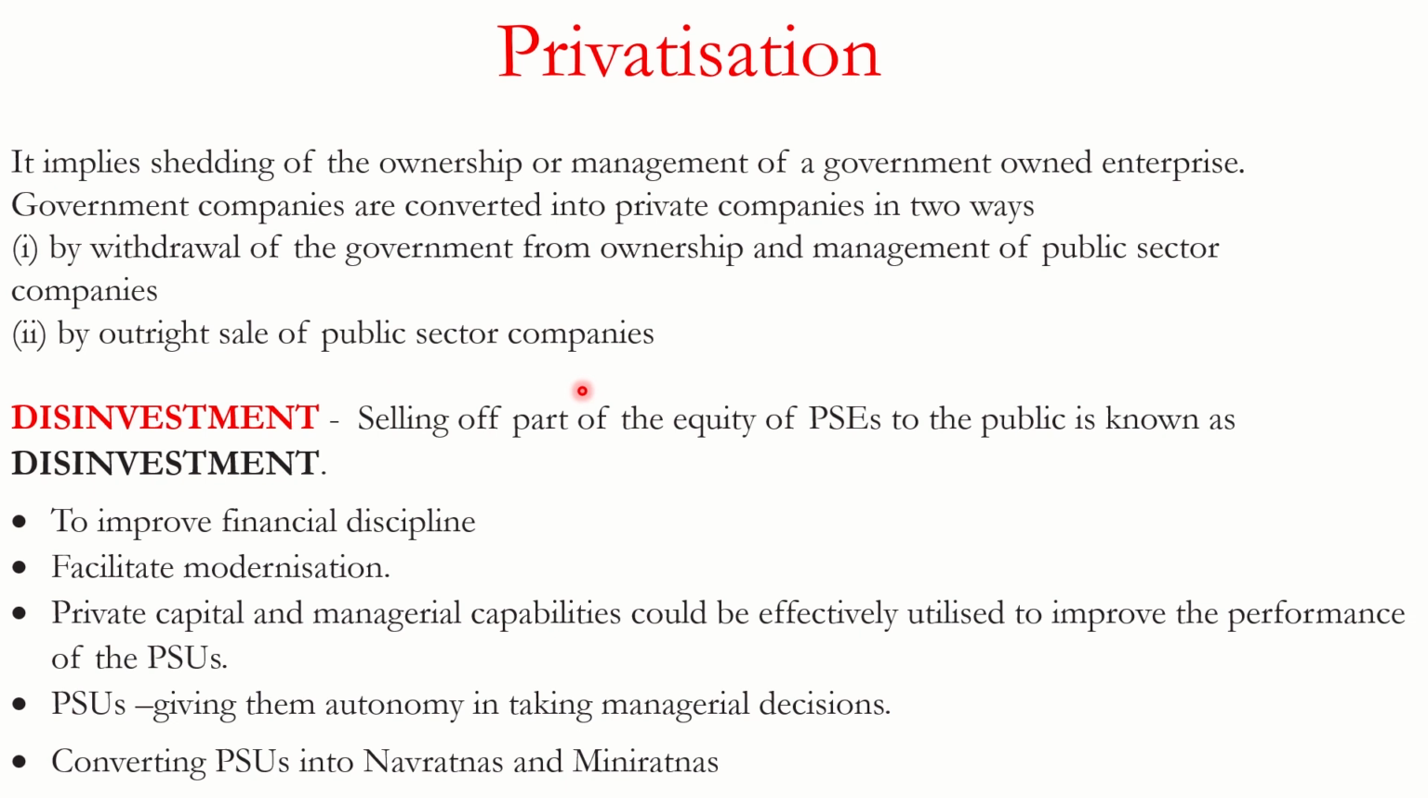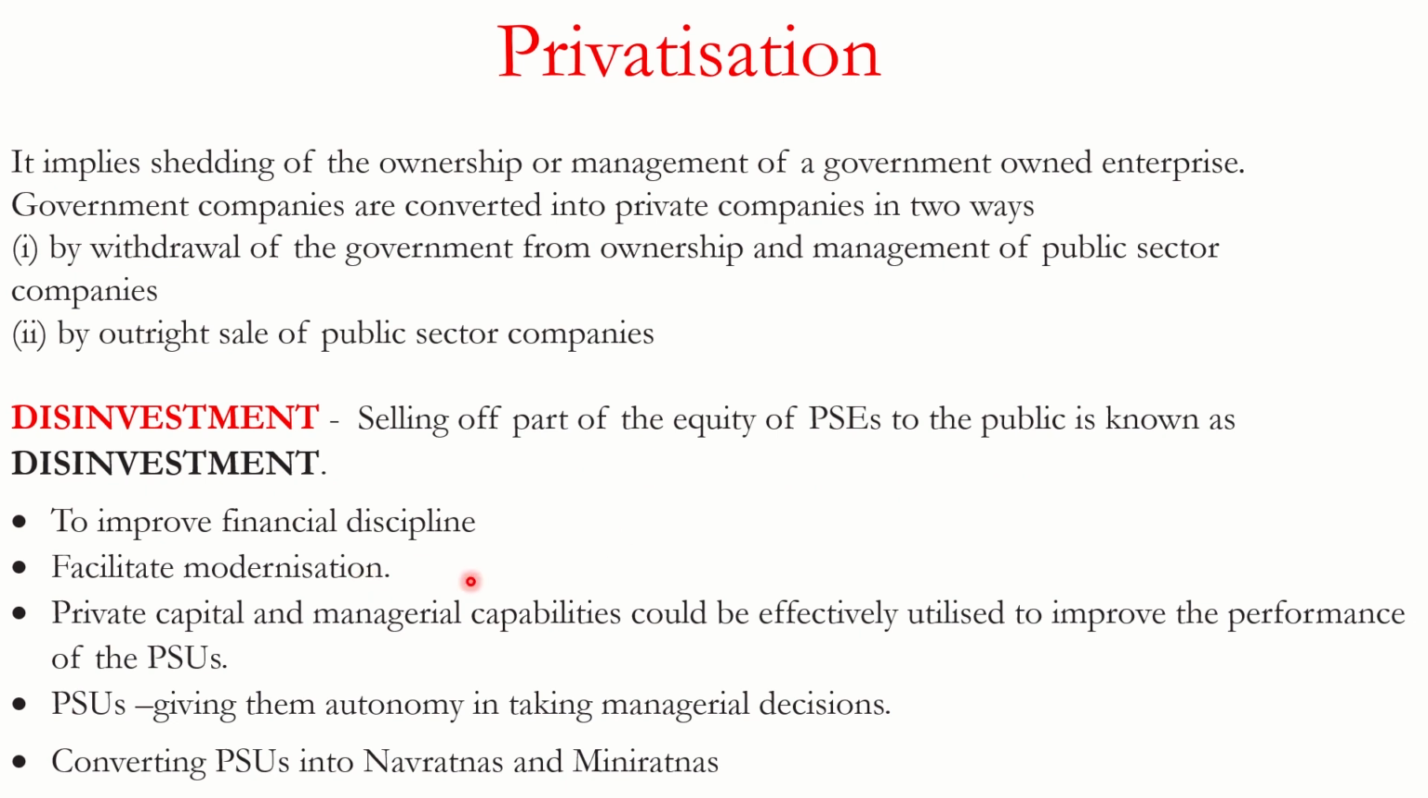Second, by outright sale of public sector companies. Outright means the whole. The whole shares are being sold to the private companies. So this way the government is doing privatization in our country. Disinvestment is just selling a part of the equity of public sector enterprises to the public. Now why has disinvestment been done? Disinvestment has been done to improve financial discipline and to facilitate modernization.